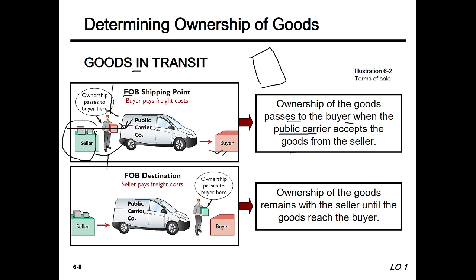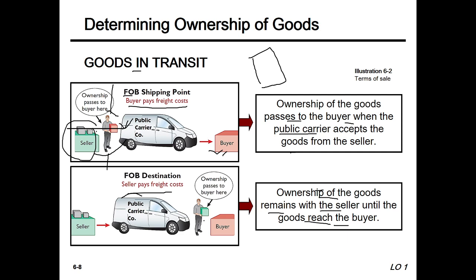Number two, FOB destination. That means the seller pays the freight cost, or here the buyer pays the seller the freight cost. Okay, that means ownership passes to the buyer here. For the public carrier, the buyer is responsible, and ownership of the goods remains with the seller until the goods reach the buyer. That means the buyer doesn't accept the goods as yet.